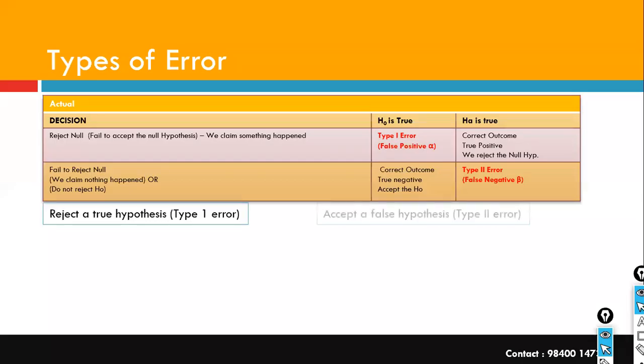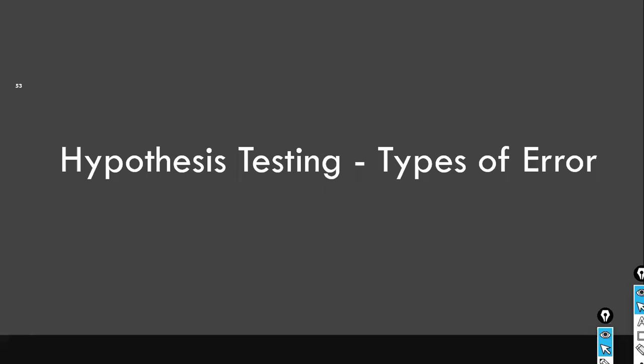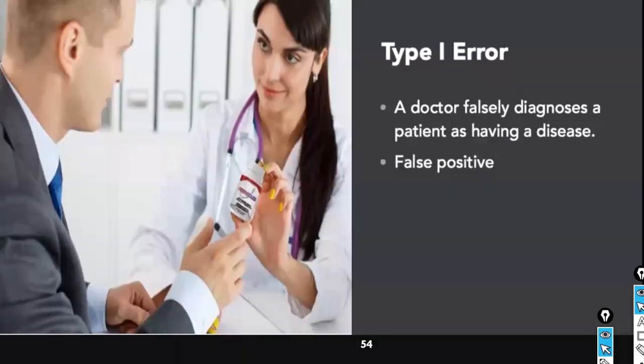Anyhow, in the interest of continuation, we will complete the two types of error: the type 1 error and the type 2 error. What is type 1 error and type 2 error? A doctor falsely diagnoses a patient as having a disease, a false positive. COVID is the classic example. Nowadays, everybody is aware of the terms false positive and true positive.